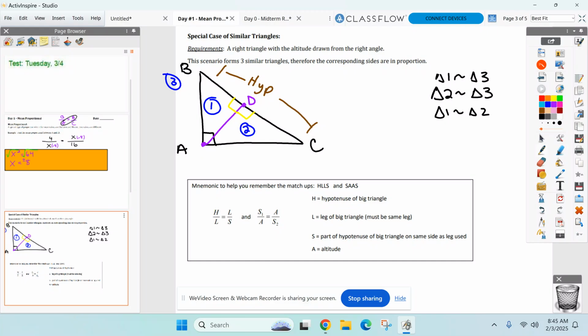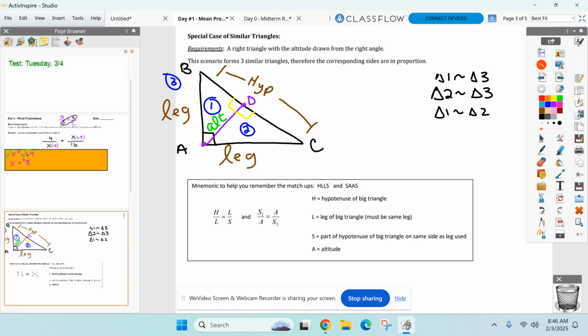Anybody know what the other 2 sides of a right triangle are called if it's not the hypotenuse? Legs. So we're going to refer to AC as a leg, and we're going to refer to BA as a leg. So when you hear the word leg, we're talking about the other 2 sides of the original right triangle. There's a couple more things we need to label. How about AD? You should know the name for AD already. That's my altitude. So if you hear altitude, we're talking about this one right here.